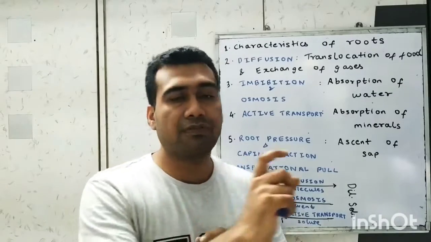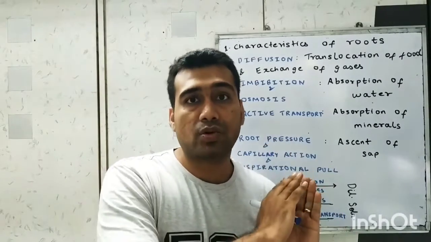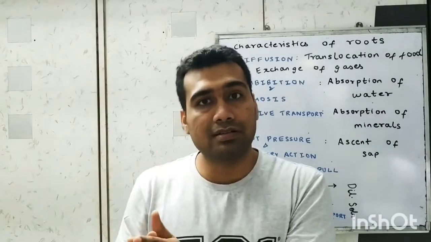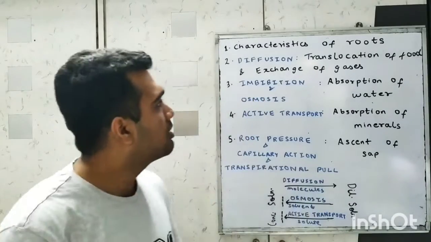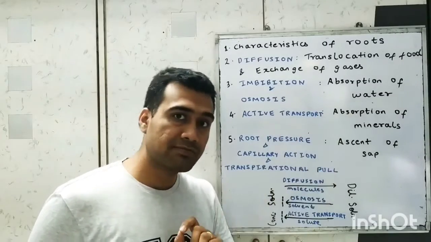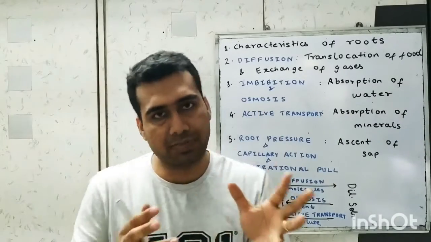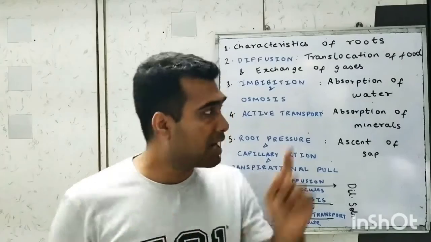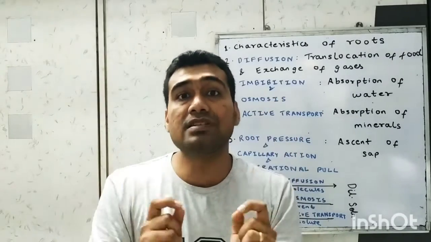So if I spray a perfume in one corner of the room and you can immediately smell it in the other corner, that's diffusion. Next we have imbibition and osmosis, which play an important role in absorption of water. I just explained what is osmosis, which takes place in the root cells. Imbibition is also important, but it's a surface phenomenon.